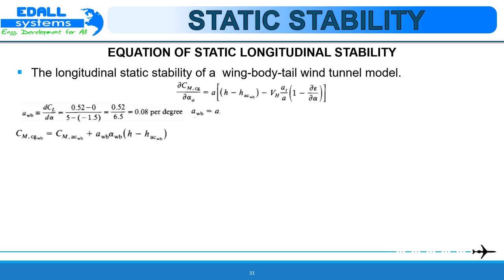Now we have to find the moment coefficient about the center of gravity with respect to the wing body combination. So Cm,cg,WB is equal to moment coefficient about the aerodynamic center with respect to the wing body combination plus the slope of the lift curve and absolute angle of attack with respect to the wing body tail combination, multiplied by the lift acting through the moment arm h minus h of aerodynamic center with respect to the wing body combination.